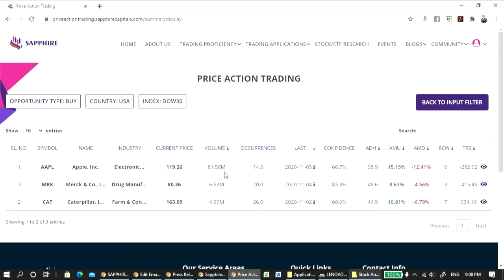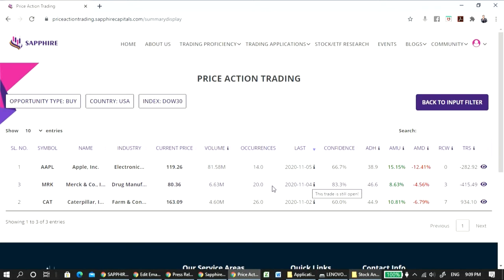So in this particular example, Apple stock had the last price action event on 5th of November, but it has a confidence of only 66.7%, almost 2/3 of this opportunity was successful. So it's probably not of much interest to me. And also, if you look at it, the average move up and average move down is just over 1:1, so not much of interest to me. Let's look at the next one, which happened on 4th of November.